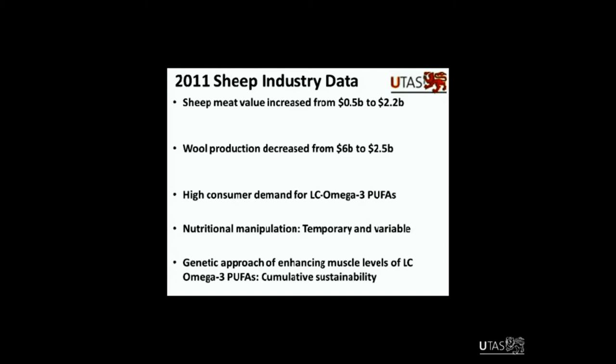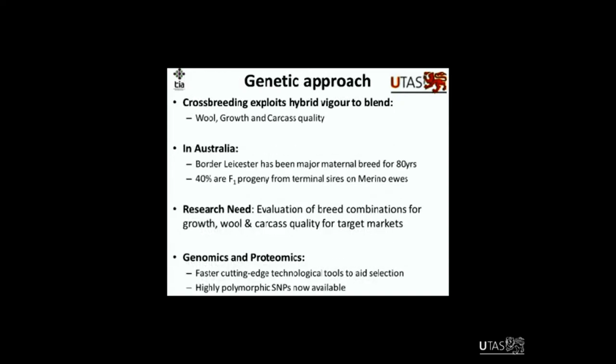So the genetic approach then enables us to maintain that cumulative sustainability that's passed from parents to offspring. And that's where the use of crossbreeding comes in, where you want to blend wool quality, growth, and also the carcass quality into a single animal. Traditionally in Australia, the Border Leicester has been the major maternal breed over the last 80 or more years. About 40% of the F1s, or the first filial generations that are produced, are merino ewes. And the merinos are the backbone of the sheep industry in this country.